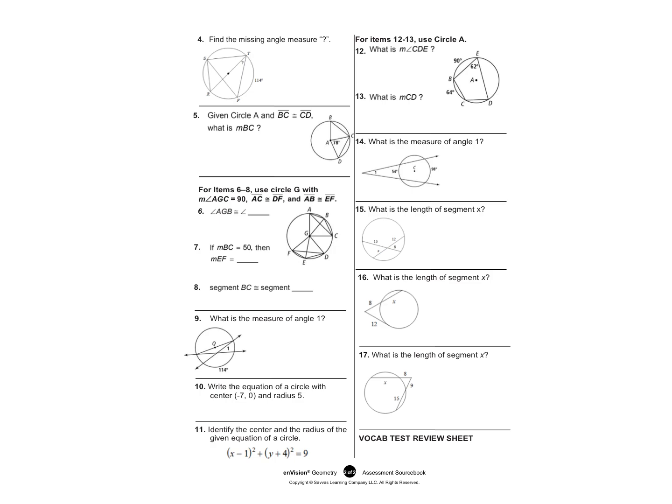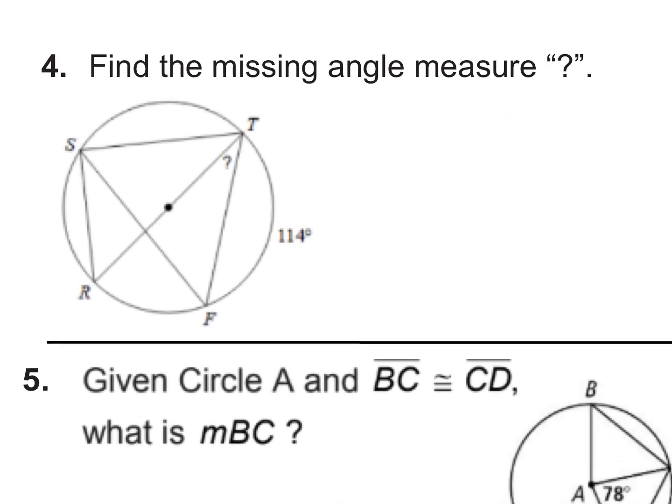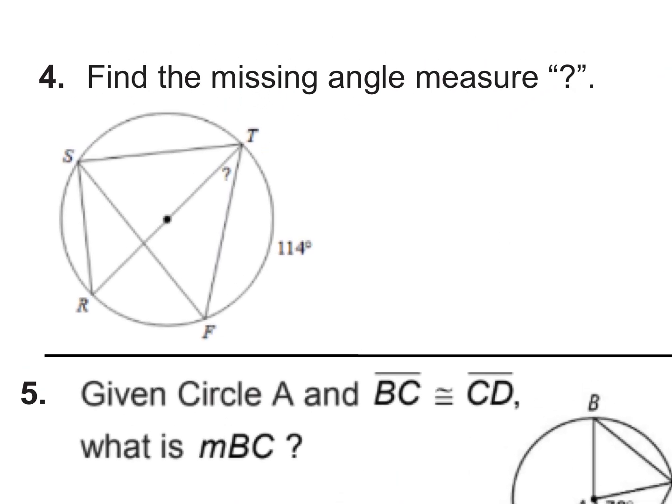All right, back side number 4. It wants us to find the missing angle measure, which is the question mark here. So I'm going to label that X. What kind of angle is that? Inscribed. How do you know? On the edge.